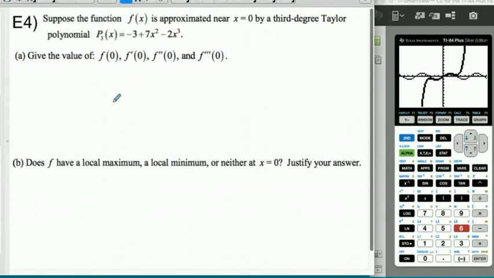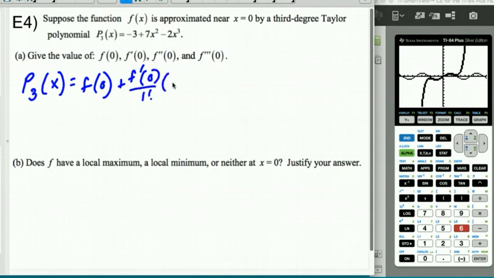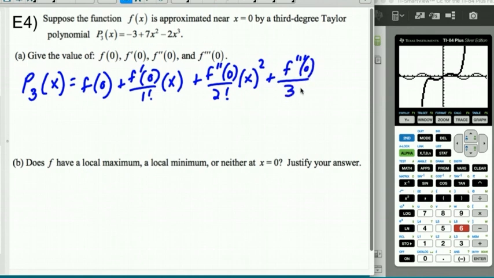Okay, so here's the trick. We know what the definition of p sub 3 of x should be. It should be f of 0, plus f prime of 0 over 1 factorial, if you want to write it, times x minus 0, plus f double prime of 0 over 2 factorial times x minus 0 squared, plus f triple prime of 0 over 3 factorial times x minus 0 cubed, okay?